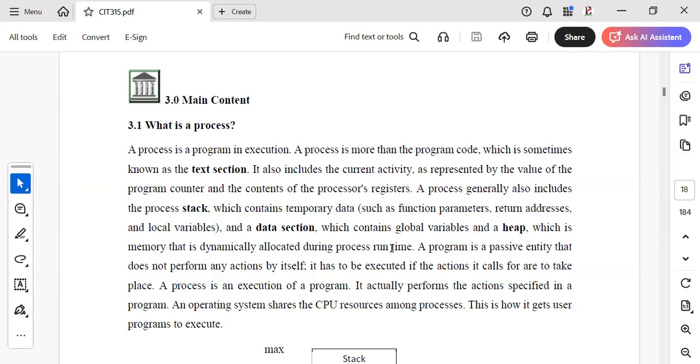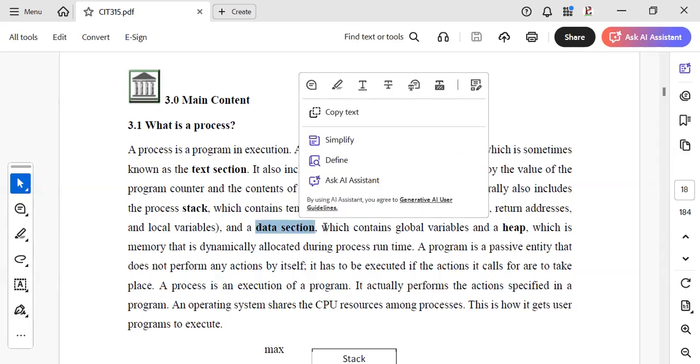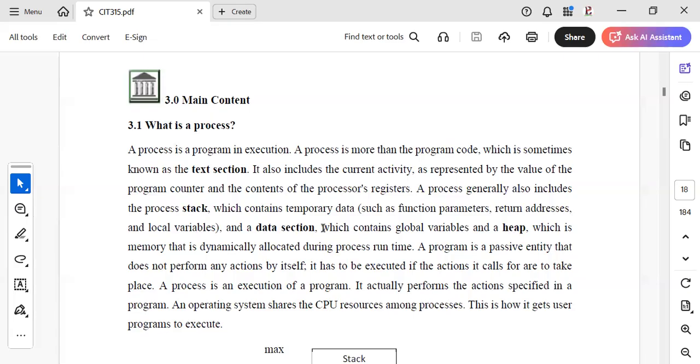Now, what does it do? What are the characteristics of the data section? Memory is allocated at compile time, so it allocates memory to the ongoing process at compile time. It also exists for the entire lifetime of the process. So the data section is in motion as long as the process you opened is still on, as long as the process has not ended.